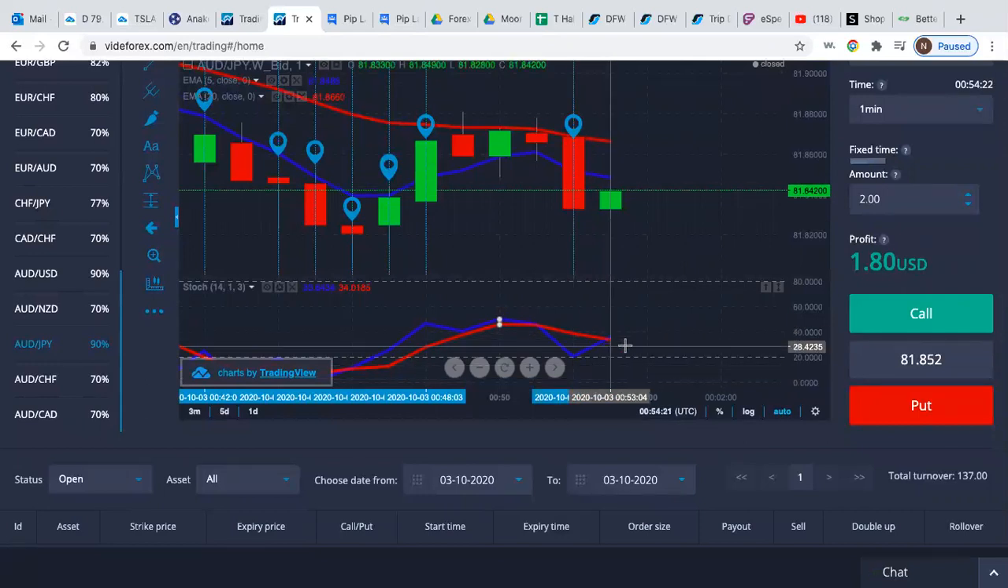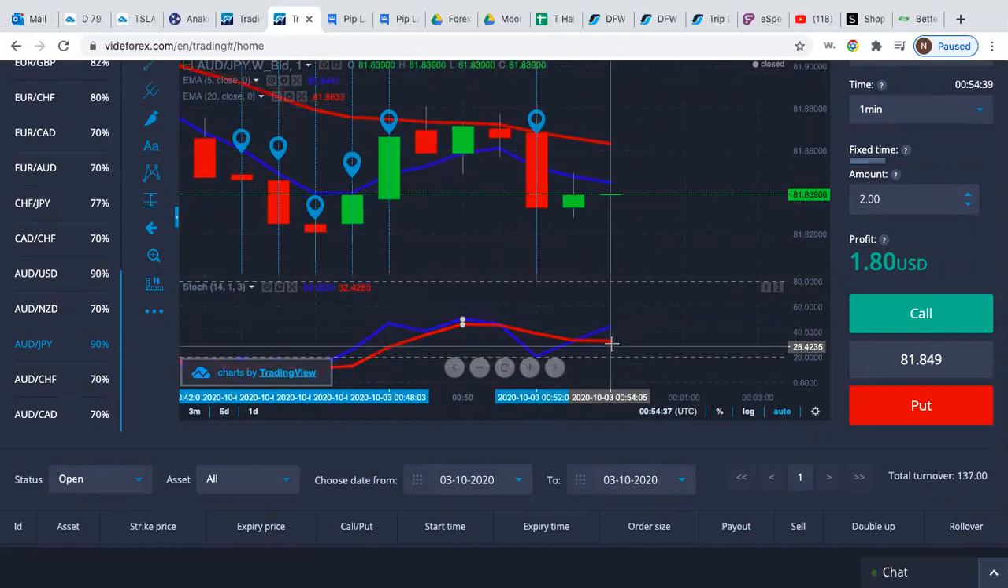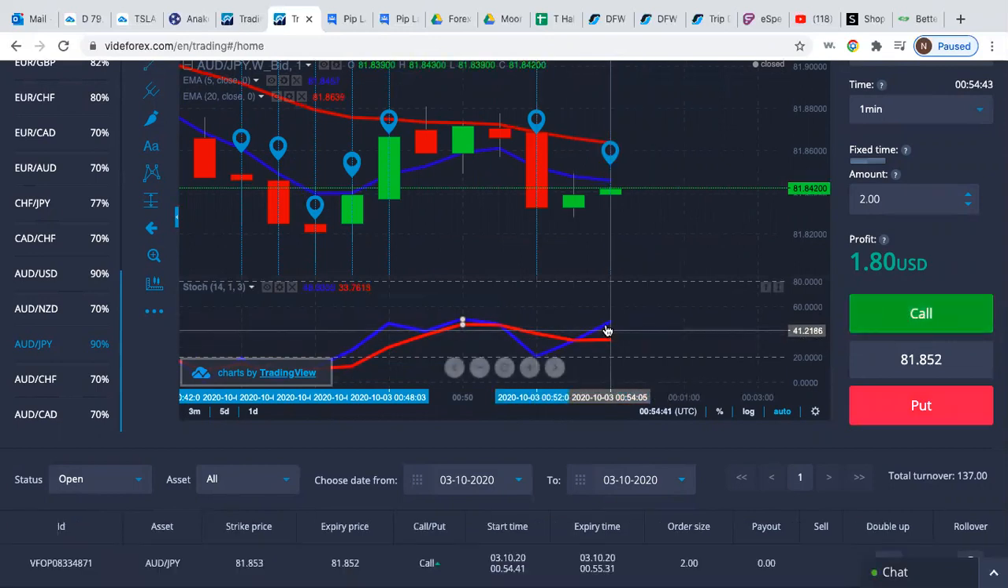If these two lines are stuck together, that's a tight trade. Honestly, the market is trying to make a decision if it wants to go up or down, which is causing this doji candle right here, right now. That's why we see that it's going up, it's going down, it's going up, it's going down. But here it committed. We have a gap there. I'm going to go ahead and take a call. It's committed. There's a space here.